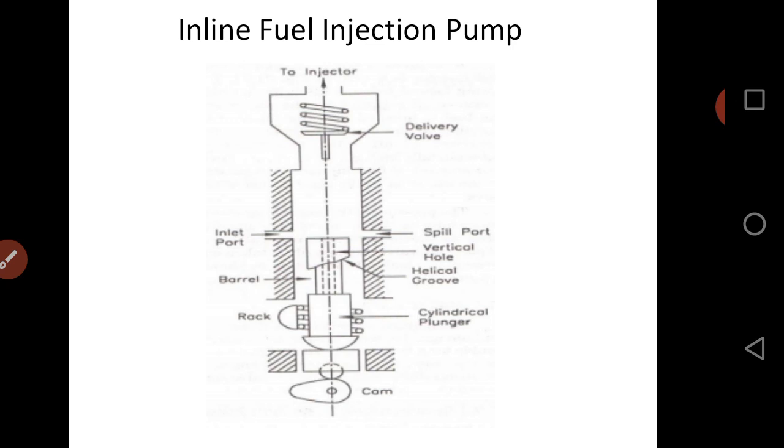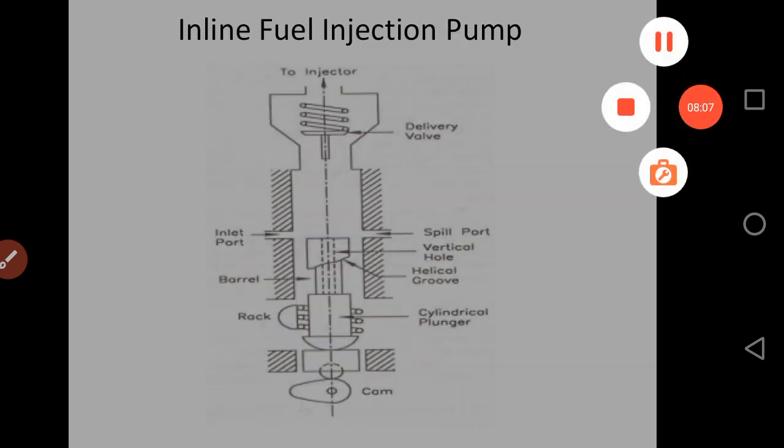During the upward motion of this plunger barrel assembly, this helical groove will match with the spill port, and after matching with the spill port there will be a reduction in pressure. Again this plunger barrel assembly will come back to its position, and while coming to the downward position, suction of fuel will happen again, and this cycle keeps continuing.